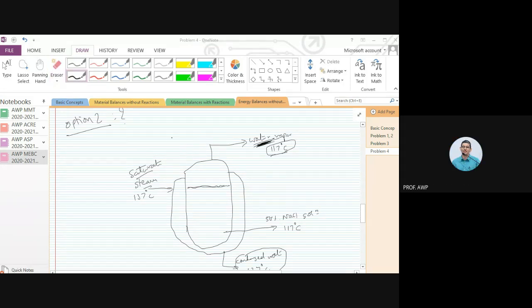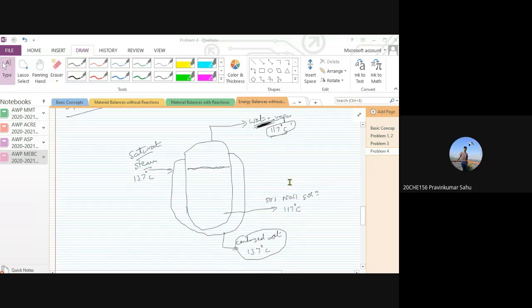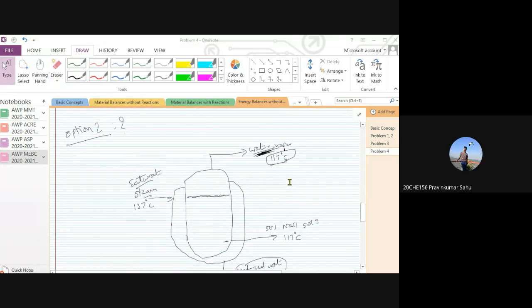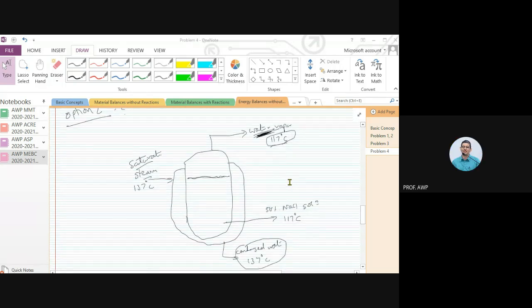Can anybody else think of any other option? Change the pressure of the saturated steam, can the latent heat increase? Okay, you want to change this temperature. So you want to keep this pressure at 760 mmHg, and you want to change this pressure so that the latent heat increases. Now tell me, what pressure do you want, higher or lower? Sir, I have to think first.